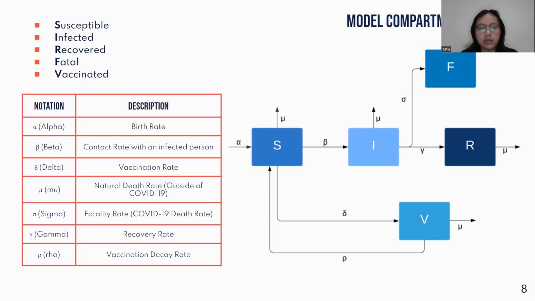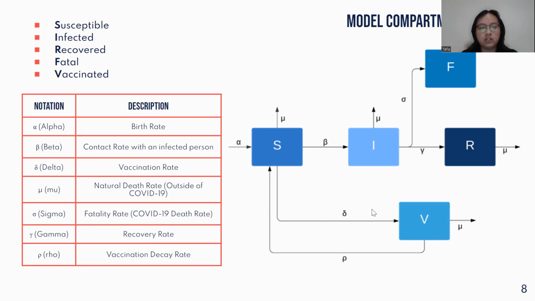So at some point, depending on the resistance of the vaccine, someone who has been vaccinated will again become susceptible to the COVID-19 virus. This is not known specifically. There are many variables that can influence, such as the type of vaccination, the variant of the COVID-19 virus exposed, etc. In addition, people who have been vaccinated can also die naturally beyond the cause of COVID-19, which is described by mu notation.